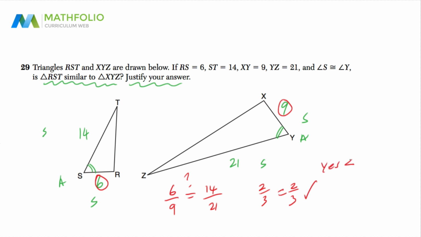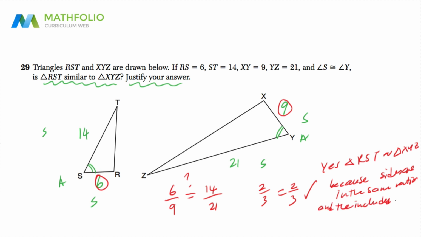So yes, triangle RST is similar to triangle XYZ because the sides are in the same ratio, or you can say proportional, and the included angle is congruent. And I guess you could say also by side angle side postulate for similarity. That would also be sufficient.